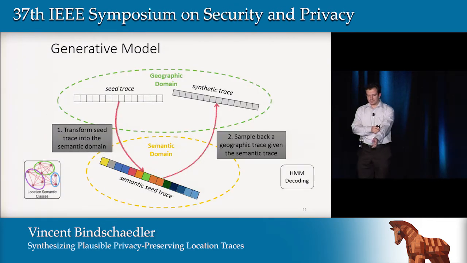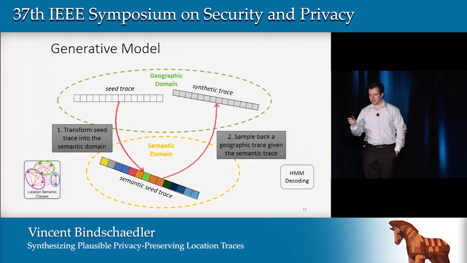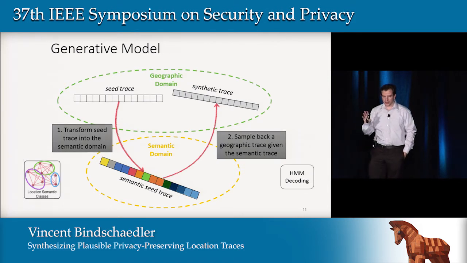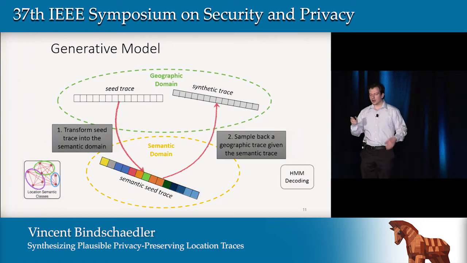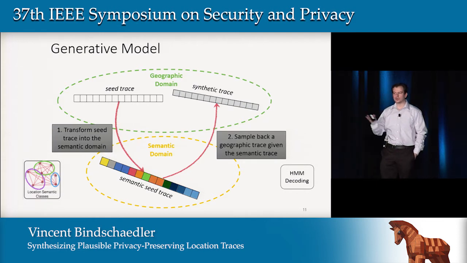So concretely, here's how it's going to go. We're going to start with a seed trace. And you can think of this seed trace as being in the geographic domain. We're going to transform it into the semantic domain to get the semantic seed trace. We will do this using the location semantic classes that we have. Specifically, we will replace each location in the seed trace with the label of the semantic class in which that location falls. So now you can think of this as getting a color trace where each color essentially represents a semantic class. So there might be 1 color for the home locations, 1 color for the workplaces, 1 color for the shopping centers, etc.